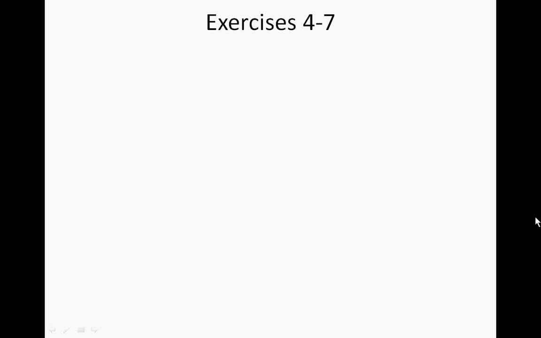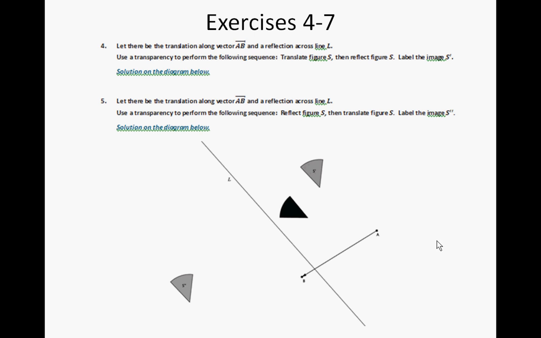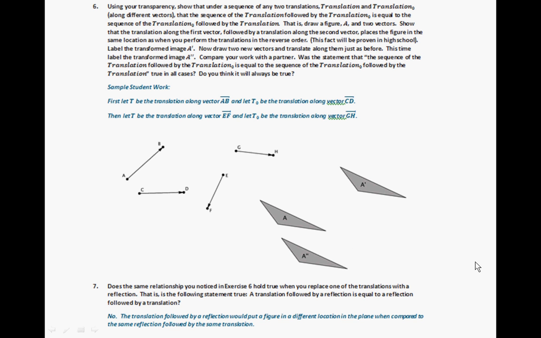So now back on your lesson worksheet, go ahead and try exercises 4 through 7, and when you're done, continue the video to check your answers. Okay, you should have exercises 4 through 7 done. Let's go ahead and check your diagram against the diagram here. And then here is the sample work for question 6 and the answer to 7, no. The translation followed by reflection would not put the figure in a different location.